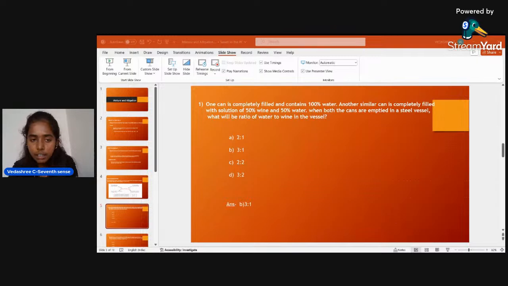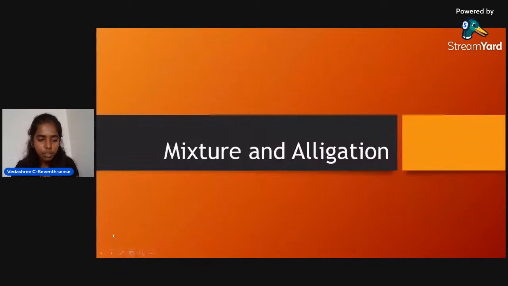So in the question, a condition is given: one can is completely filled and contains 100% of water. Another similar can is completely filled with a solution of 50% wine and 50% water. One hint is that both the cans are of the same quantity. Another similar can is nothing but the first can and the second can both being similar. So now how to solve this problem?